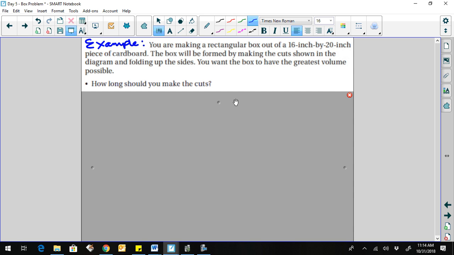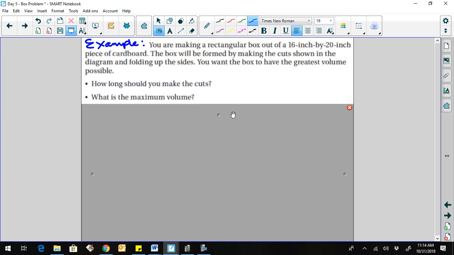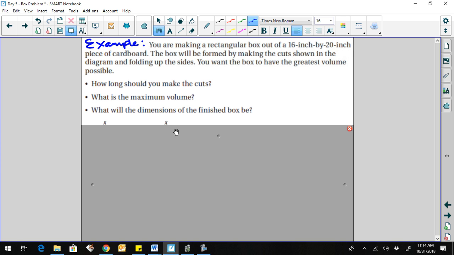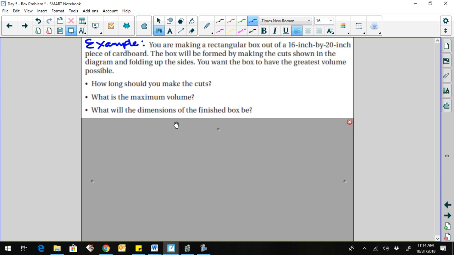How long should you make the cuts? What is the maximum volume? You want it to have the greatest volume, so what is the maximum volume? And then what are the dimensions of the finished box? What will they be?